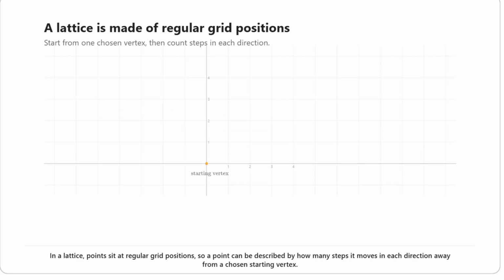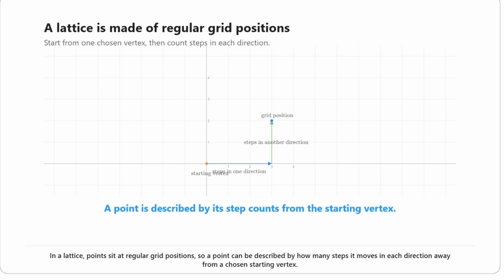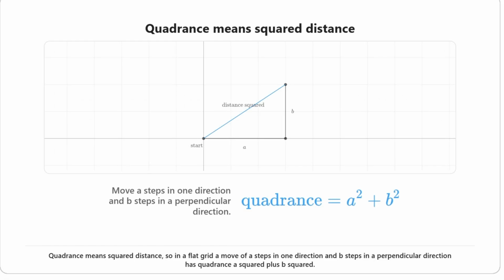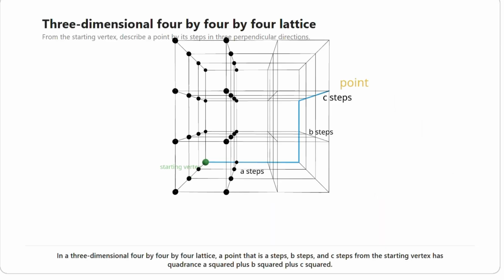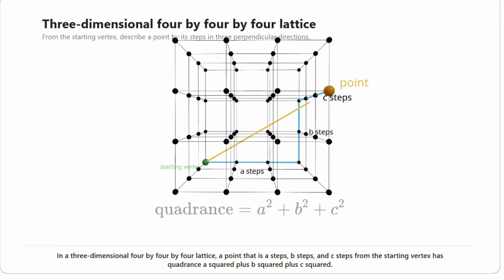In a lattice, points sit at regular grid positions, so a point can be described by how many steps it moves in each direction away from a chosen starting vertex. Quadrance means squared distance, so in a flat grid, a move of a steps in one direction and b steps in a perpendicular direction has quadrance a squared plus b squared. In a three-dimensional 4 by 4 by 4 lattice, a point that is a steps, b steps, and c steps from the starting vertex has quadrance a squared plus b squared plus c squared.